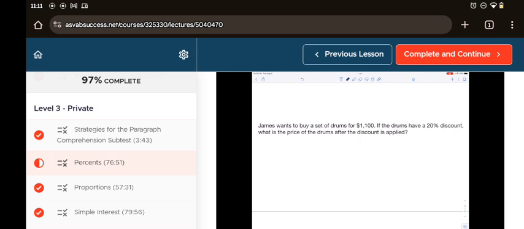So he wants to buy the drums. This is the original price, which means this is our whole, and this is our percent discount, right? So when we plug it into our equation, what we're going to do is find the discount.